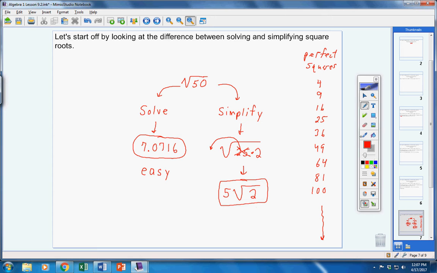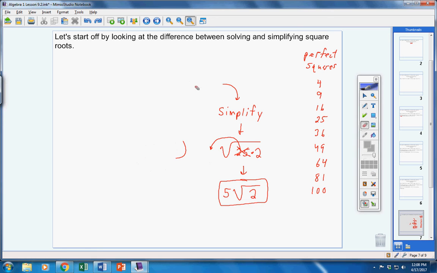Okay? Now again, we could include this list and make it a lot longer. But really, we don't need to do that for this level of class. Okay, we really don't need to. This is pretty much all that we need. You could go up to 121 and 144 and so on and so forth. Okay, we're not going to do that. 100 is as far as we'll need to go.